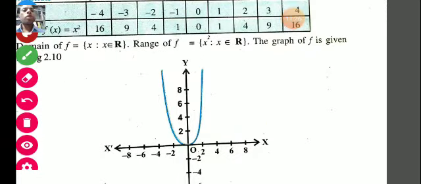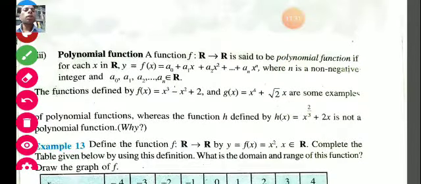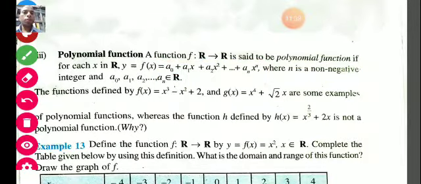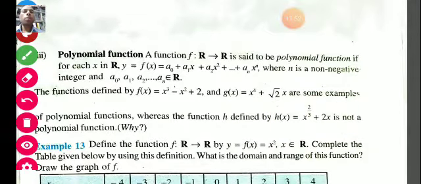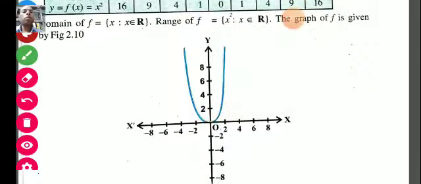So students, we have learned about polynomial functions, and when we defined a polynomial function, we mentioned n will be a non-negative integer. This equation is not a polynomial function, because 2 by 3 is not a non-negative integer, it's a rational number.